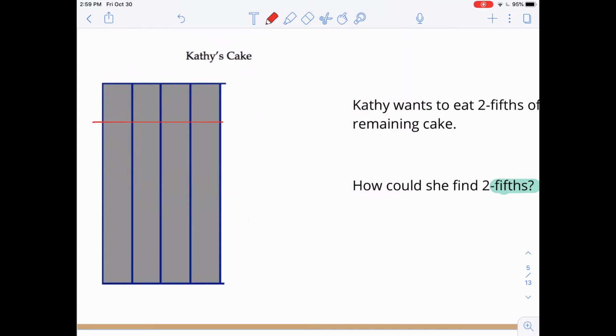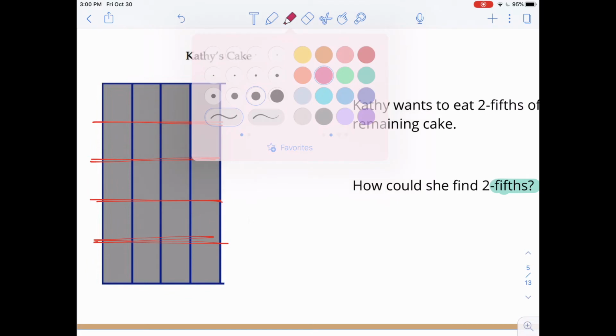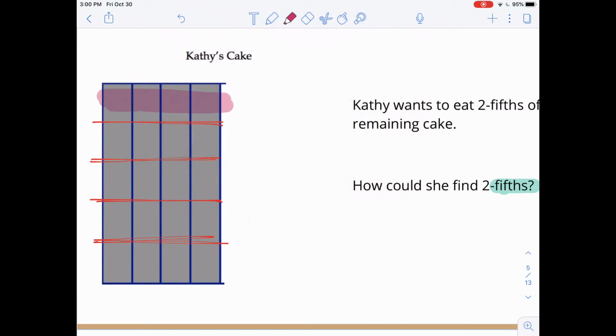Here's 1 line. Here's 2 lines, 3 lines, and 4 lines. I know if I want to make fifths, I have to make 4 lines across. So here are my fifths. I'm talking about the whole way across. 1, 2, 3, 4, 5. I have 4 lines or 4 rows. So that's fifths. I'm also going to number them. 1, 2, 3, 4, and 5.